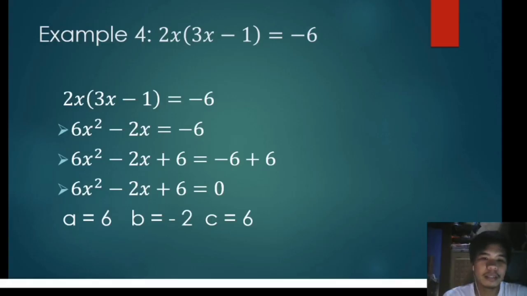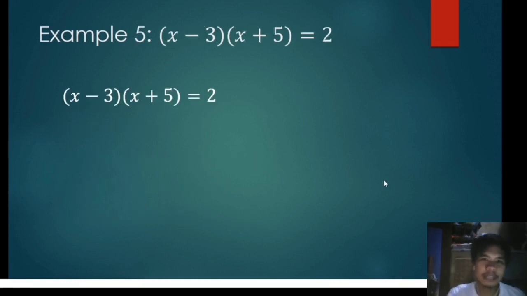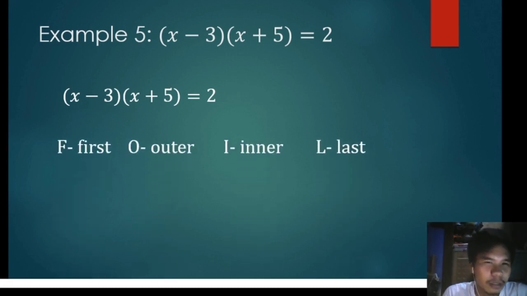Okay, so let us now try a different situation for example number 5. In example number 5, we are given x minus 3 multiplied to x plus 5 equal to 2. As we can see here, we have two binomials. So what we're going to use here is a method that we call the FOIL method, which stands for first, outer, inner, and last terms.